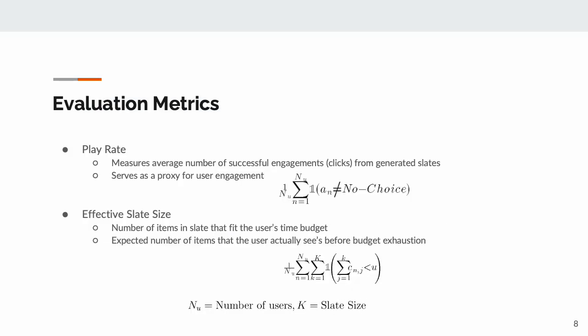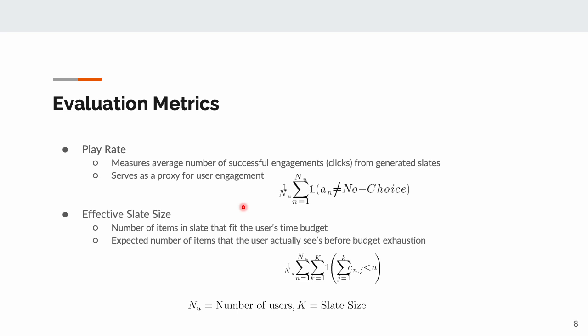Here we use two metrics to evaluate the performance of the different RL methods used. The metrics are called play rate and effective slate size. Play rate measures the average number of successful engagements or clicks for all users. It gives an idea of how well the items are placed in the slate such that there are more clicks by any user.